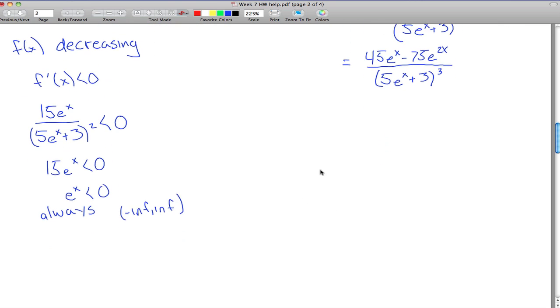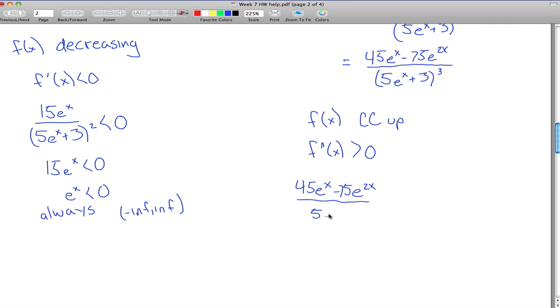One more thing I'll do on this problem before I leave it alone is let's figure out when f of x is, I don't know, maybe concave up. CC seems like a good abbreviation for concave. A function is concave up if its second derivative is greater than 0. Second derivative is here. So we want to know when is (45 e to the x minus 75 e to the 2x) divided by (5 e to the x plus 3) cubed greater than 0. And we can solve that.